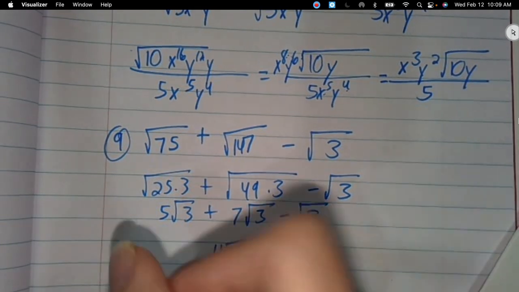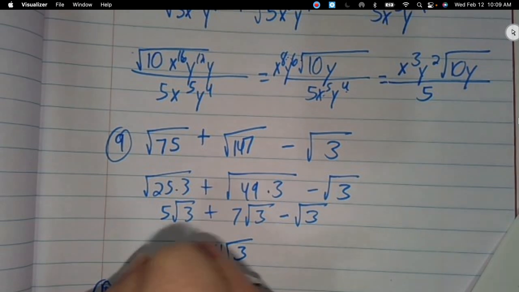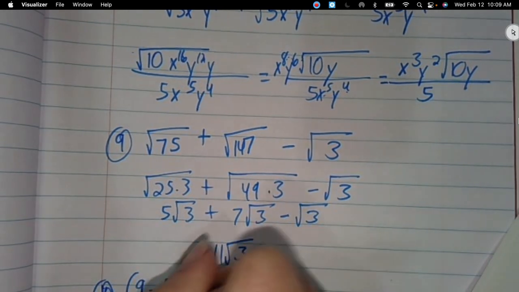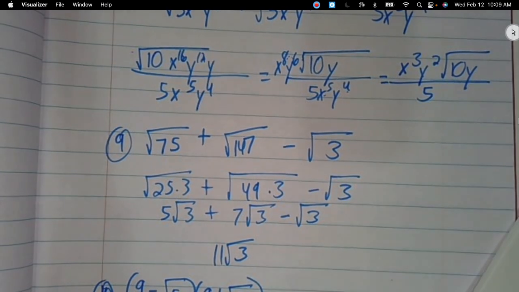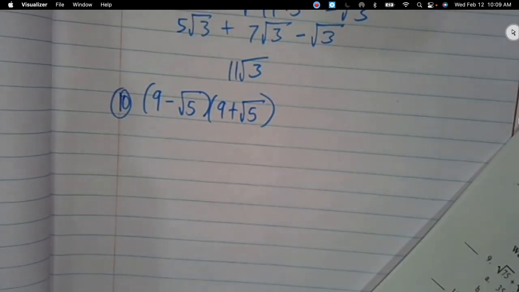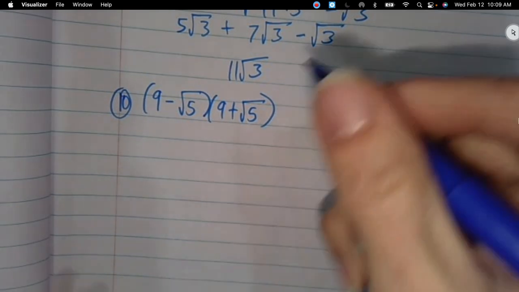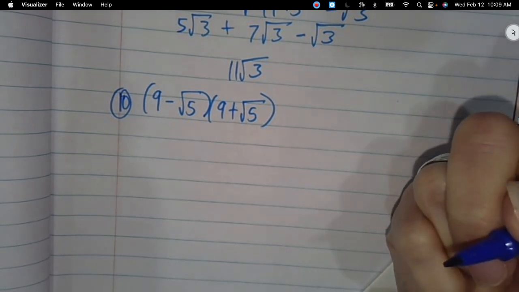All right. Sorry. I have 9 minus the square root of 5 times 9 plus the square root of 5. What are these called? They start with a C. Conjugates. Okay. So, I can skip the middle part?